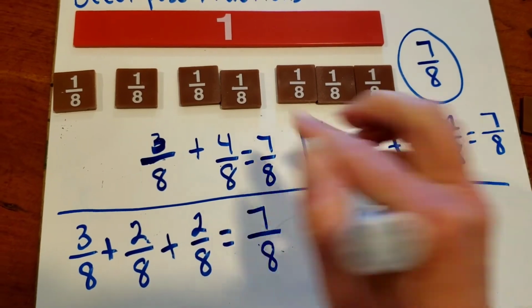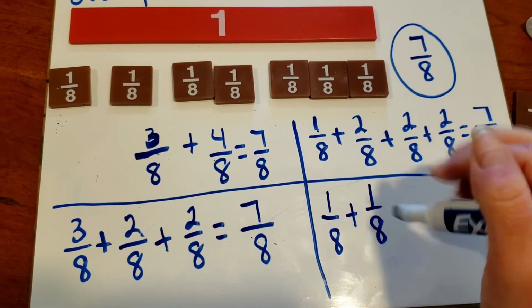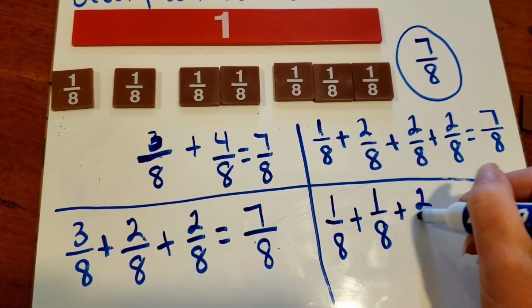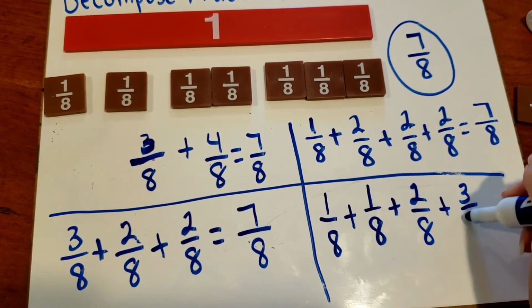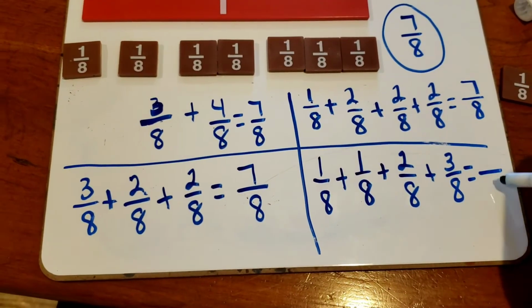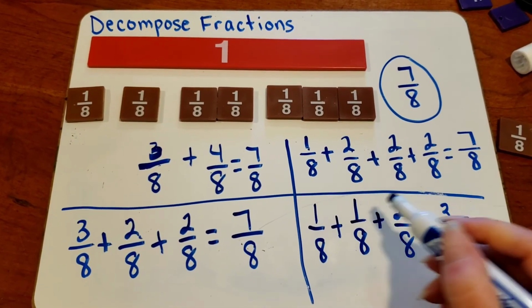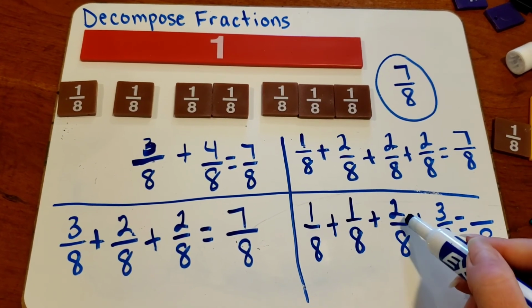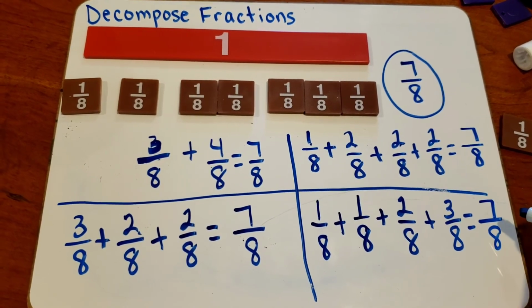I'm going to do 1/8, which came from right over here. I'm going to add the next 1/8 here. And then I have 2/8. And then finally, I have 3/8. And as I always say, check to make sure your addition adds up so I didn't make a mistake. I have 1 plus 1 is 2. 2 plus 2 is 4. 4 plus 3 is 7.